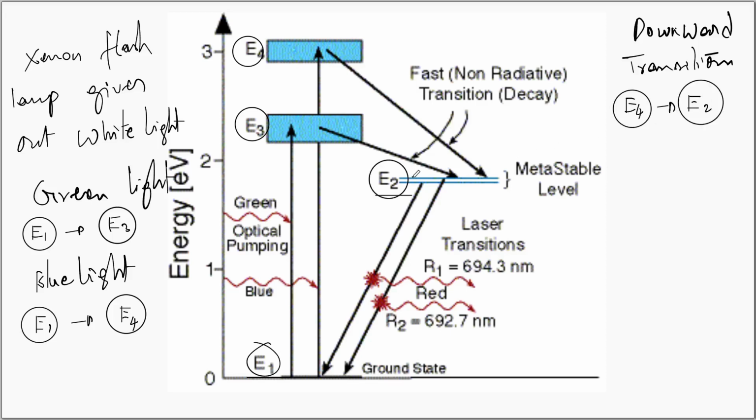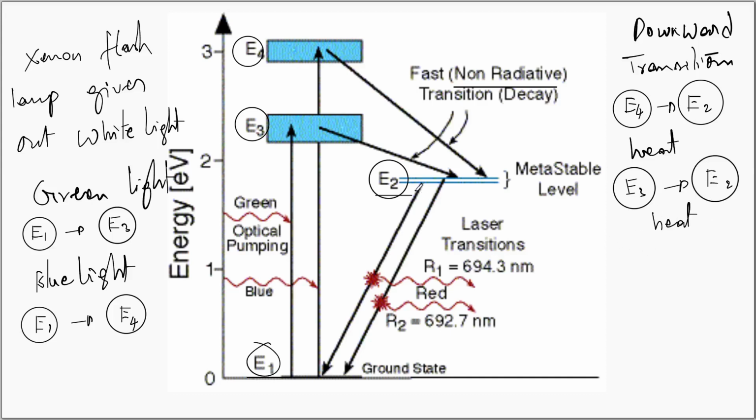Please note that there are two energy levels that are very closely spaced in E2. This is not a single state, it has a splitting. A downward transition from E4 to E2 is a non-radiative transition. It releases heat. Similarly, a downward transition from E3 to E2 is non-radiative and releases heat.